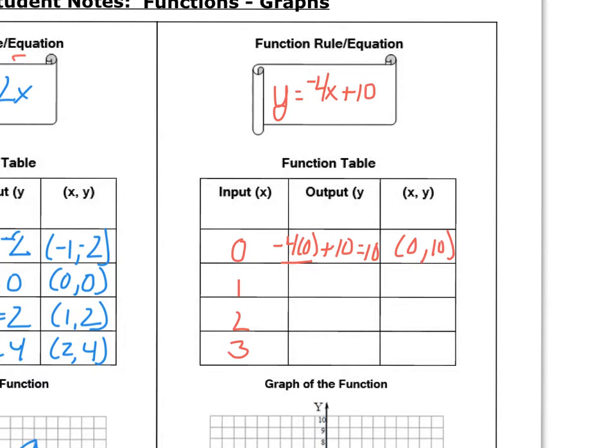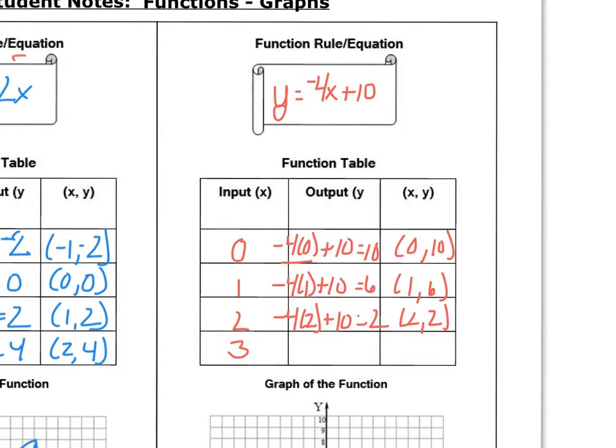For the next one, I replace x with a 1, so I have negative 4 times 1 plus 10. Negative 4 times 1 is negative 4. Negative 4 plus 10 is a positive 6. So my ordered pair is 1, 6. The next one is negative 4 times 2. Negative 4 times 2 is negative 8. Negative 8 plus 10 is a positive 2, so the ordered pair is 2, 2.